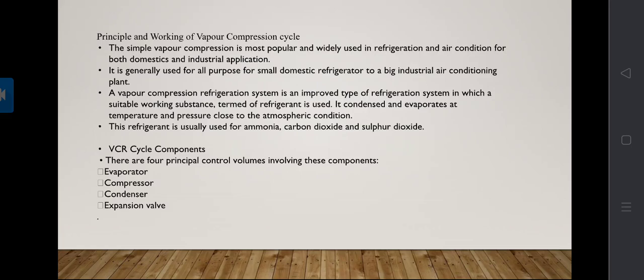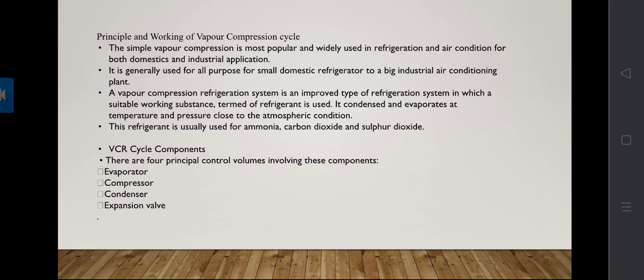The principle and working of the vapor compression cycle: it is the simple vapor compression cycle. This is the most popular and widely used in refrigeration and air conditioning for both domestic and industrial applications, from small domestic refrigerators to big industrial air conditioning plants. The vapor compression refrigeration system is an improved type of refrigeration system in which a suitable working substance, the refrigerant, is used, which condenses and evaporates at a temperature and pressure close to atmospheric conditions.